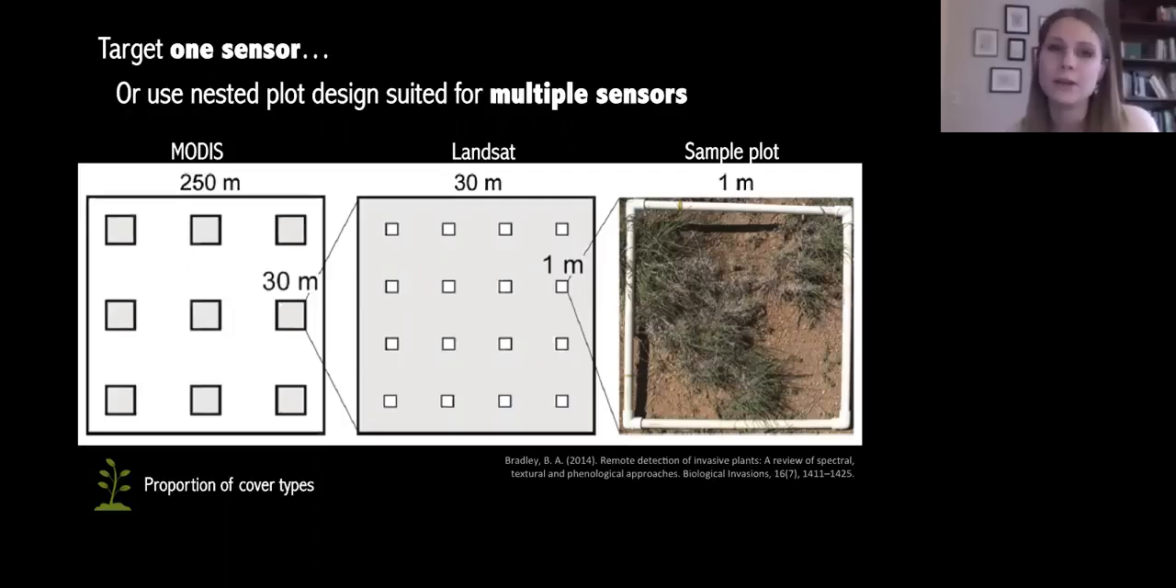And then that 30-meter pixel could be further embedded into a larger study area representing, say, a MODIS pixel, which is another coarser resolution optical sensor, at about 250 meters. So in this case, the study design would be useful across a range of different remote sensing instruments. Again, this example focused on vegetation.